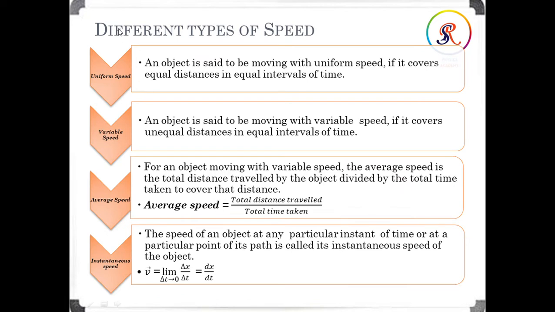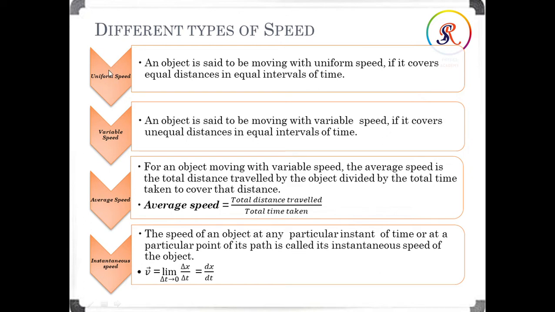Now we will discuss different types of speed. First one is uniform speed. Second one is variable speed or non-uniform speed. Then average speed, and instantaneous speed. Now we will discuss them one by one.